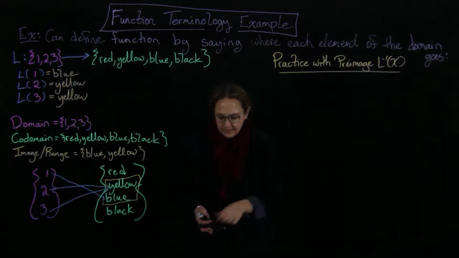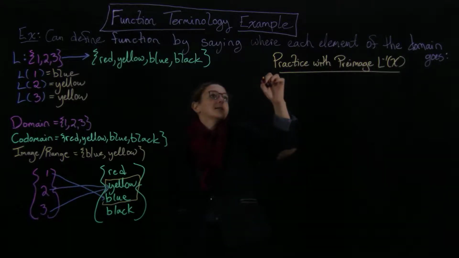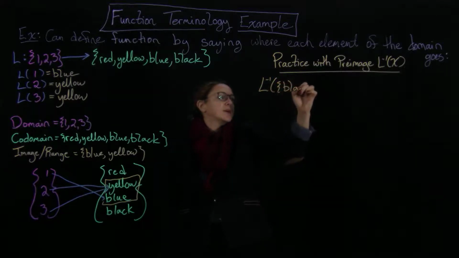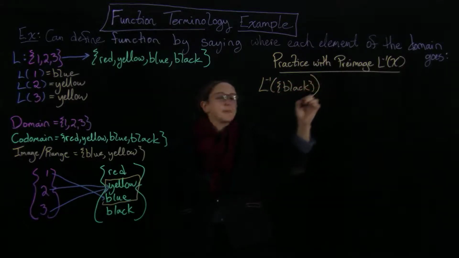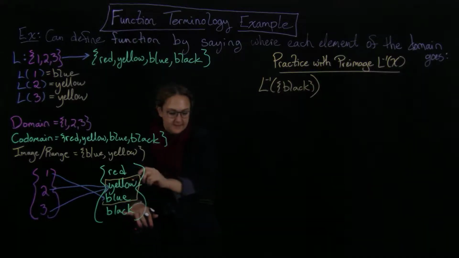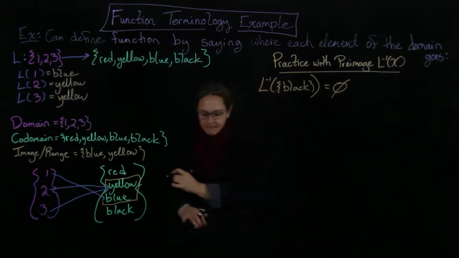Okay, so now we're going to play a little bit and try to find some pre-images. What happens if I take L inverse of the set that just includes the element black? I need to look for everything that gets mapped to black. Nothing gets mapped to black, which means I get the empty set. Okay, so let's try another one.